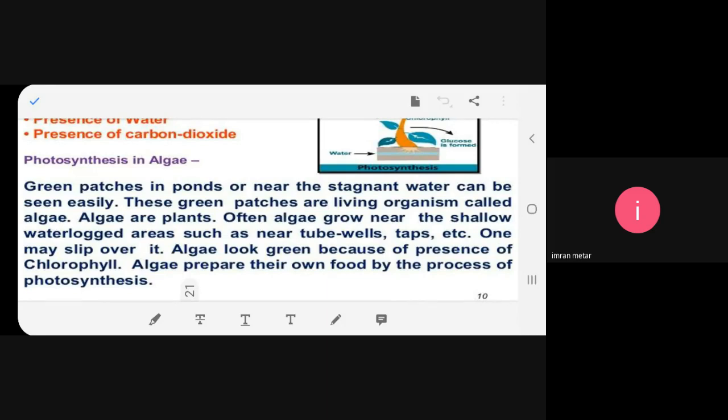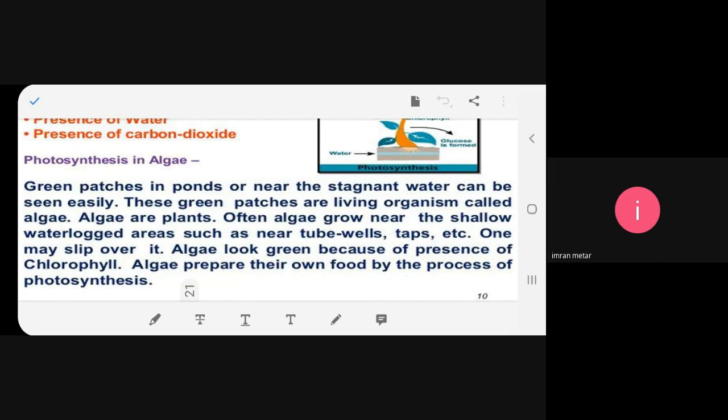These green patches are called algae. They are green, so they come under plants. They are very primitive plants. You can usually find them where the water is not very deep, where it is shallow. What is the opposite of deep, beta? Shallow. And you can see them near taps or tube wells where there is always water.